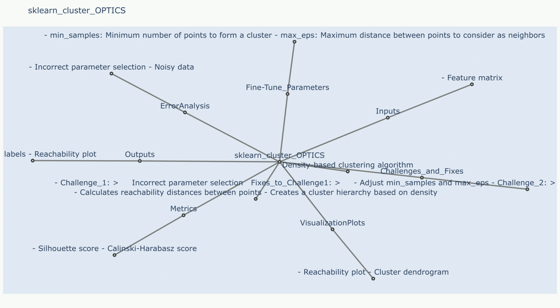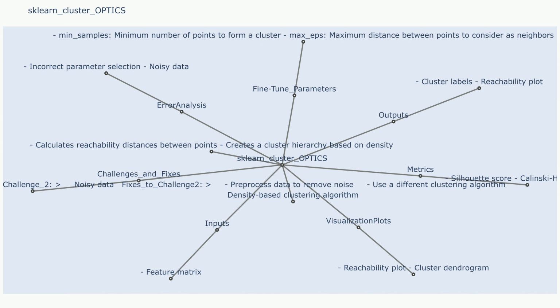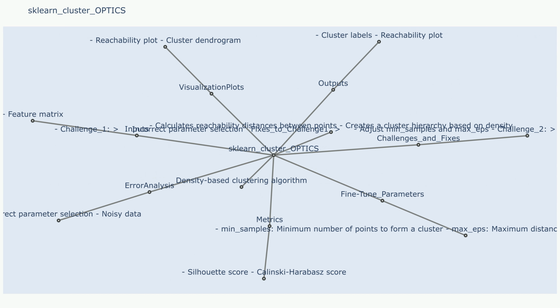Fine-tune parameters: min_samples: the minimum number of samples required to form a core point. Lower values lead to more clusters, while higher values result in fewer clusters. max_eps: the maximum distance for reachability distance calculation. This parameter influences the size of the clusters. metric: the distance metric used to calculate the reachability distances between data points.